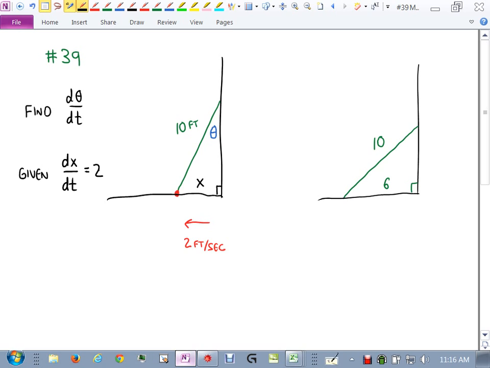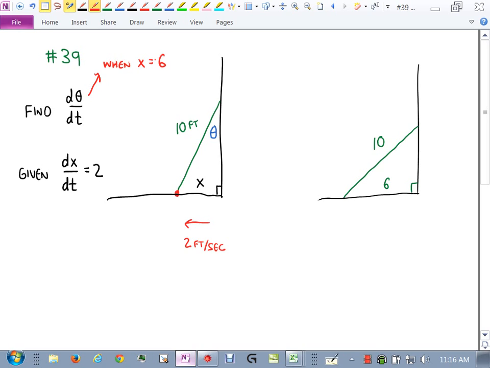I said last class, I'm not real big on carrying my units. I just do it, and then at the end I look at what I'm trying to put a quantity on, and just kind of reason out what the variables are. When exactly is it that we want this? Okay, so we want this right here. We want to find d theta dt when x is 6 feet, and we're ready to go. So we just have to find a relationship between theta and x.